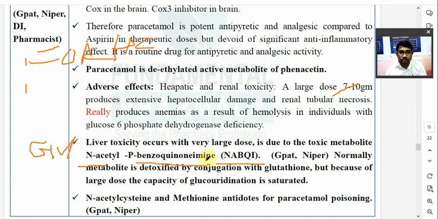Also, the sulfhydryl group is important for synthesis of glutathione. So normally the metabolite is detoxified by conjugation with glutathione, but due to higher doses, the capacity of glutathione conjugation is saturated. Okay, and that's why the remainder builds up.